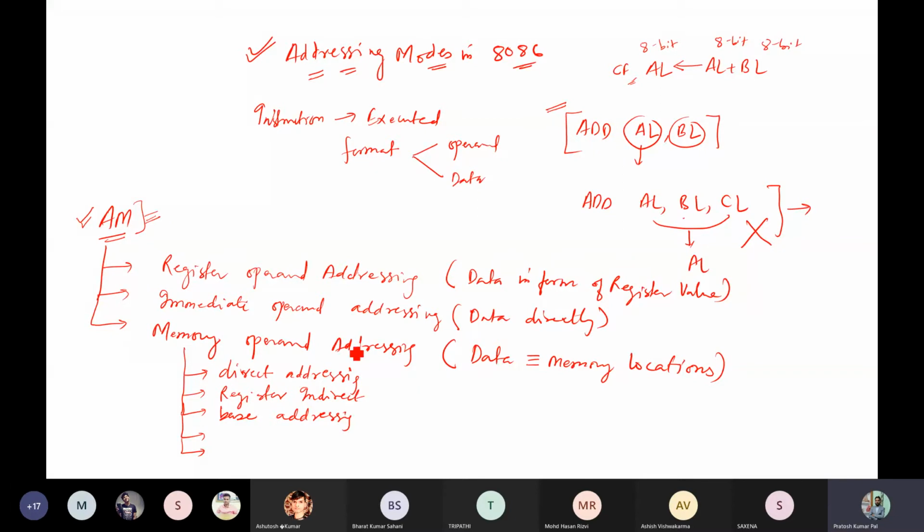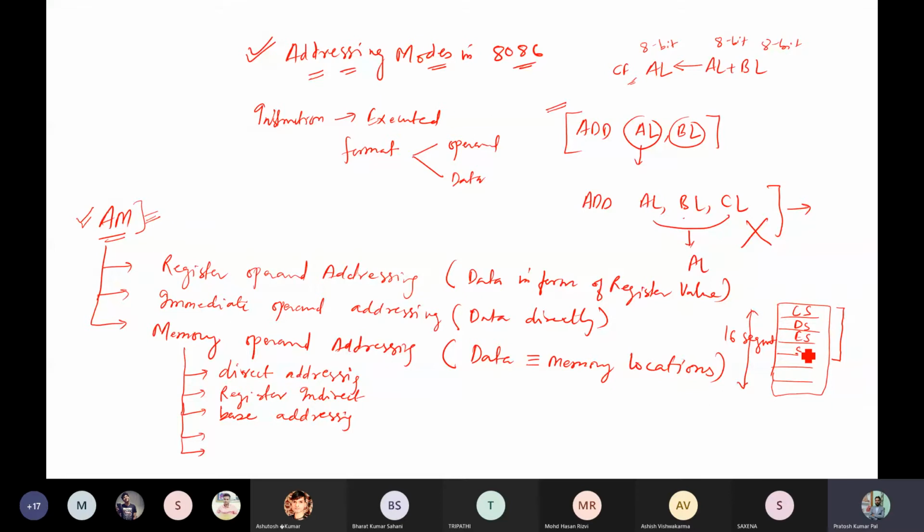So the base addressing. Base here is, we have seen the memory of 8086 is divided into different segments. There are 16 different segments. Out of these 16 segments, only 4 will be accessed at a time. Those 4 will be code segment, data segment, extra segment, and stack segment.